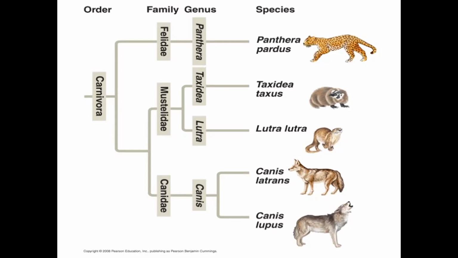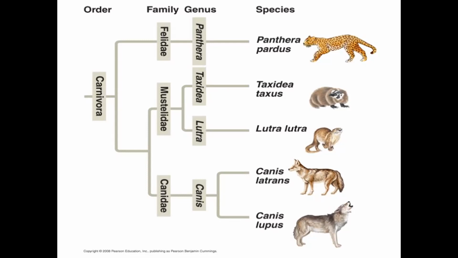And then they diverge again. They do not have the same genus. The badger is the genus Taxidea. The otter is the genus Lutra. And then we have the species Taxus and the species Lutra. So this is Taxidea taxus and then Lutra lutra.